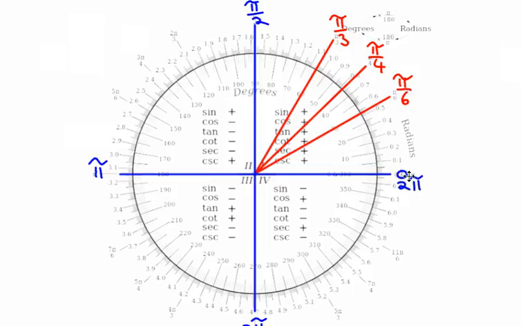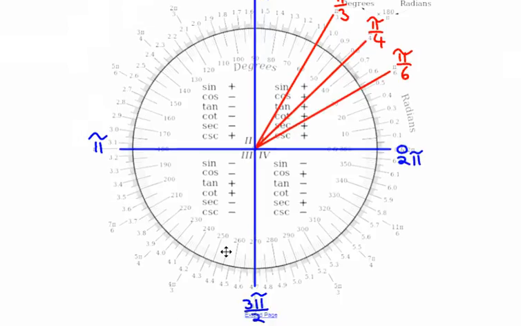And 0 as well. Now let's have a look. What would have been our 90 degrees is pi over 2. What would have been our 180 is pi. What would have been our 270 is 3 pi over 2. And I'll refer back to this diagram later when we're doing an example.